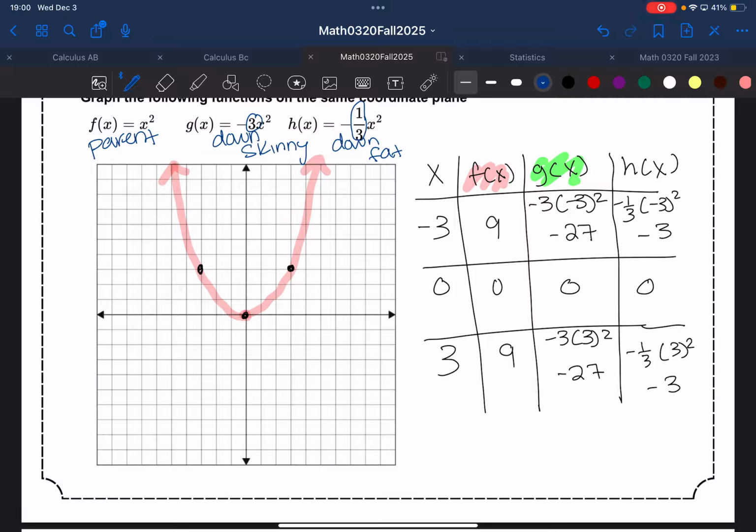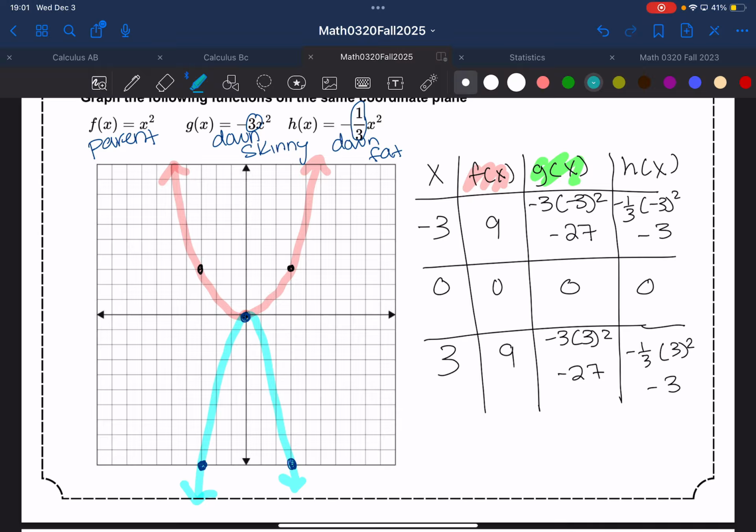Okay, then we have g of x. So that's -3. And then notice we're going down now to -27. So 3, 6, 9, 12, 15, 18, 21, 24. Oh, look, perfect. Right here at the bottom. 0, 0. And then 1, 2, 3, all the way to the bottom. Okay, so this is facing down, but it's still going through the origin. And notice it got skinnier. It's not as wide as the parent function.